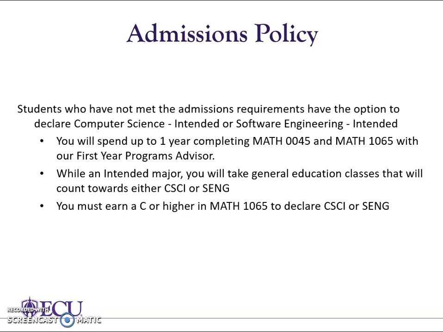While you are an intended major, you will still take your general education classes that will count towards either computer science or software engineering. And just something to remember is you do need to have a C or higher in Math 1065 to declare computer science and software engineering.